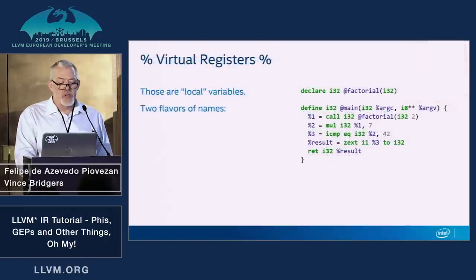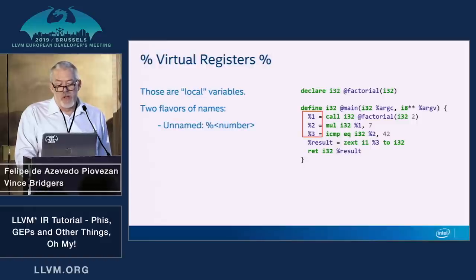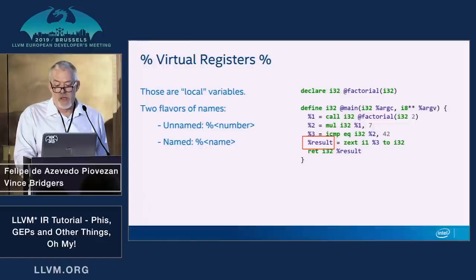So what were the percent variables that we saw in the previous example? These are called virtual registers, and these are also known as local variables. There are two flavors of these names. There are unnamed virtual registers. In this case, there's %1, %2, and %3, and these are usually sequentially increasing in the IR. Then there are named virtual registers. In this case, there's a %result. The LLVM IR has an infinite number of registers. That leaves register allocation as a problem for the back end.